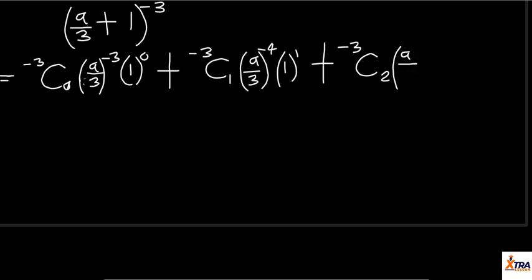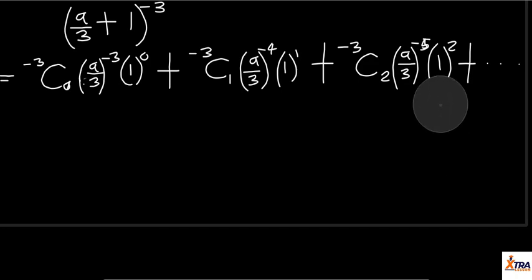So the next term, we have minus 3 combination 2, where we have a over 3 raised to power, subtracting 1 again from minus 4, minus 5. And then adding that 1 to the second value, I'll have 1 raised to power 2, plus ellipsis. That is to show that there are more terms that we can still simplify or account for. So we are just stopping here for the sake of brevity.